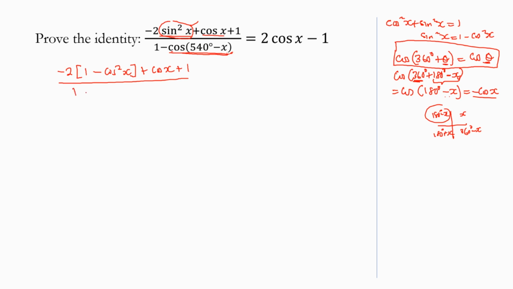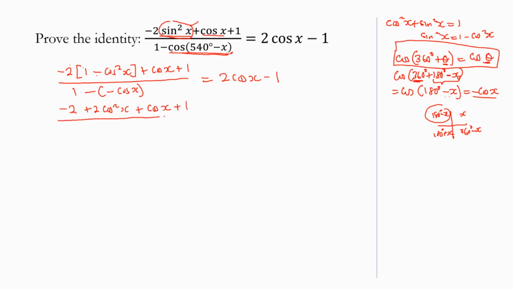So the denominator becomes 1 minus negative cos x, and the right hand side is 2 cos x minus 1. You should always write your left hand side and right hand side, because sometimes you have to work on both sides. It's not like you have to work on one side every time. Right, let's distribute the negative 2. Negative 2 times 1 is negative 2. Negative 2 times negative cos squared x is positive 2 cos squared x. Then plus cos x plus 1.